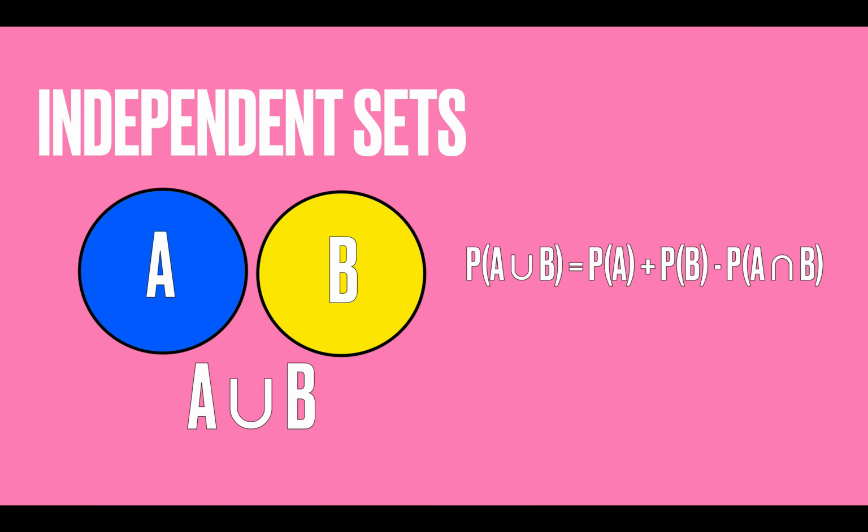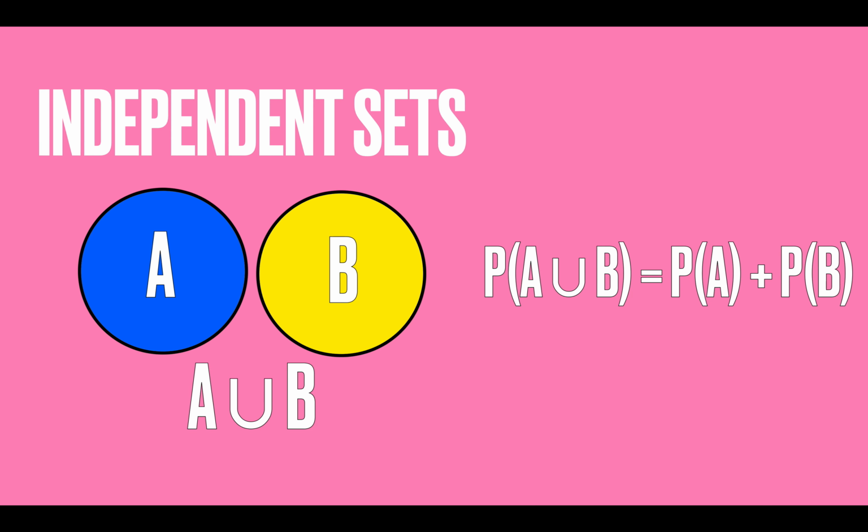Now, what if we had independent sets like this? Well, in an independent set like this, you'll notice that the intersection is 0 because they don't intersect. Meaning instead of saying the probability of A intersect B, we might as well be saying minus 0, which just doesn't exist. Meaning when we have independent sets, it's just the probability of A plus the probability of B. And that is dependent probability.